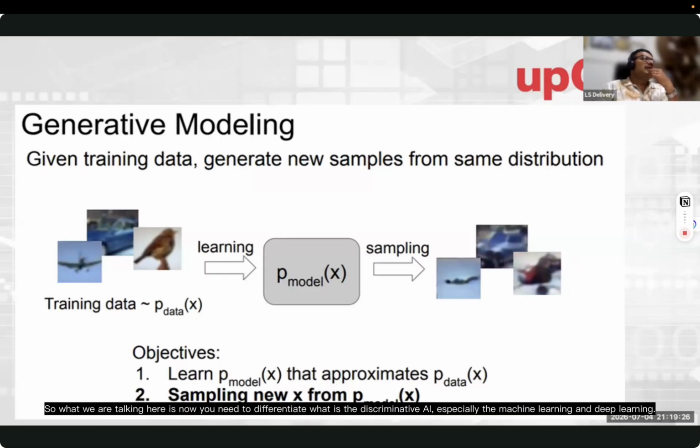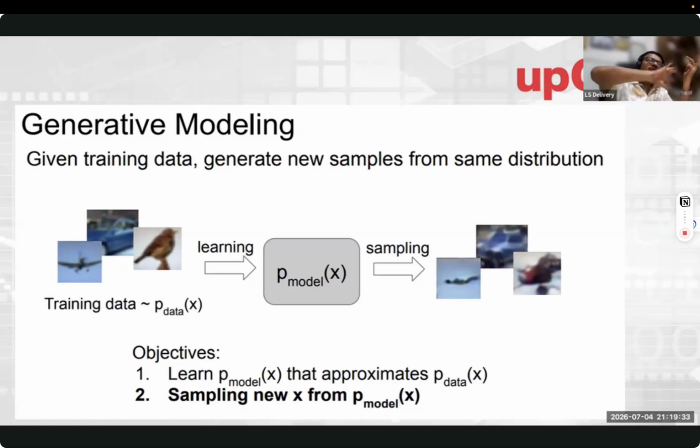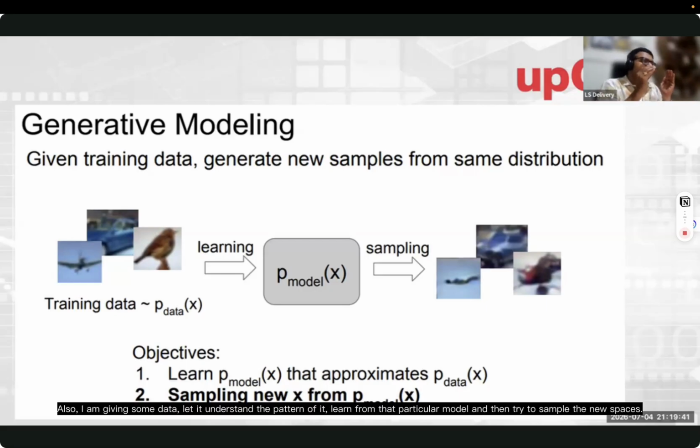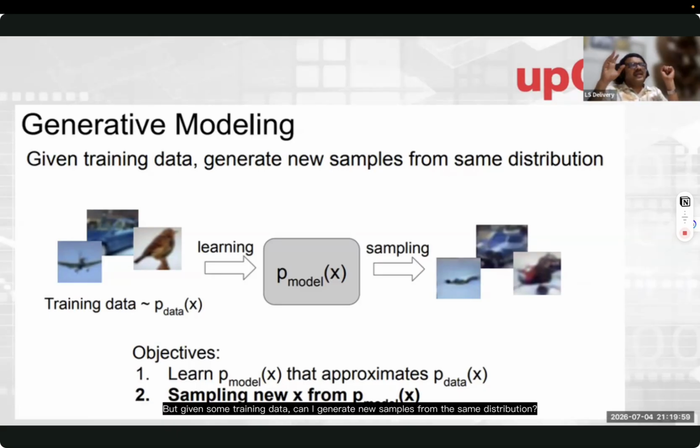So what we are talking about now is you need to differentiate what is discriminative AI, especially machine learning and deep learning, and now slowly we are expanding into generative modeling. What does that really mean for us? Here also I'm giving some data. Let it understand the pattern, learn from that particular model, and then try to sample the new spaces. Whether it is GANs, discriminators, or other methodologies, that's perfectly fine. But given some training data, can I generate new samples from the same distribution?